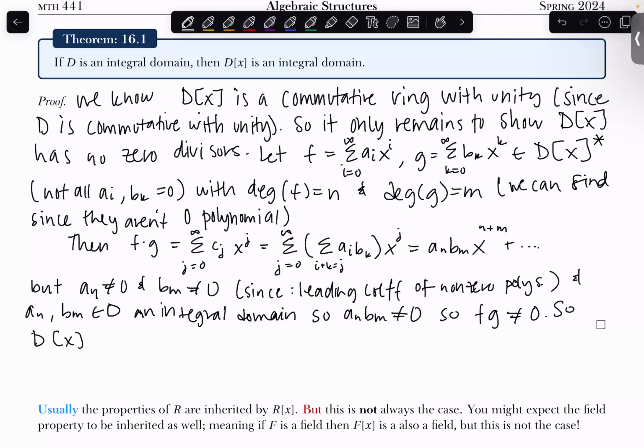So we can say our polynomial ring has no zero divisors, because whenever I multiply non-zero polynomials, I get a non-zero polynomial back out. No zero divisors. So it is an integral domain. And we can actually say a little bit more outside of our proof here.